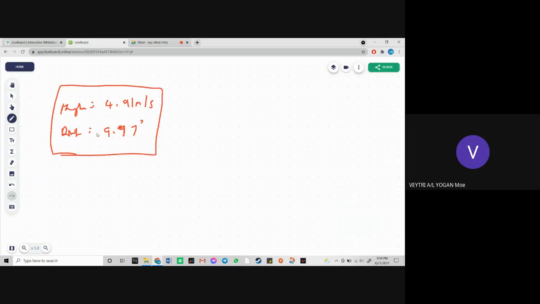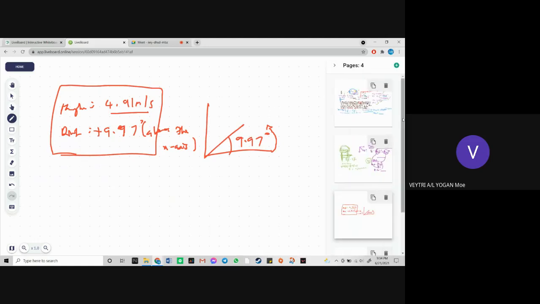Okay, direction dekat sini positif kan? The moment direction dekat sini positif, so kalau draw dekat sini macam ni kan? So positif apa? 9.97. So you have to indicate a magnitude of 4.91 meter per second with a direction of 9.97 degrees above the x-axis. That is the full sentence answer. Okay, please write down in full sentence. Okay, that is for the first question.